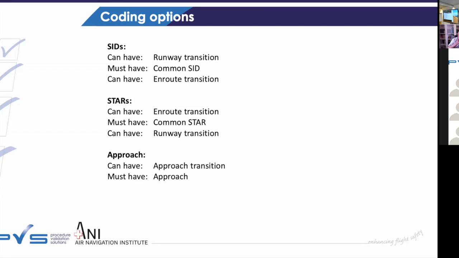What we are promoting is to allow the publication of transitions according to ICAO, which we have not at present. We must have the common part of STARs and SIDs, and of course in an approach we must have an approach. There is no actual need to have an approach transition, but you can have one, and it makes things easier. And it's the same for STARs and SIDs. You can have the runway and the route transitions, but you don't have to. What you must have is the common part.